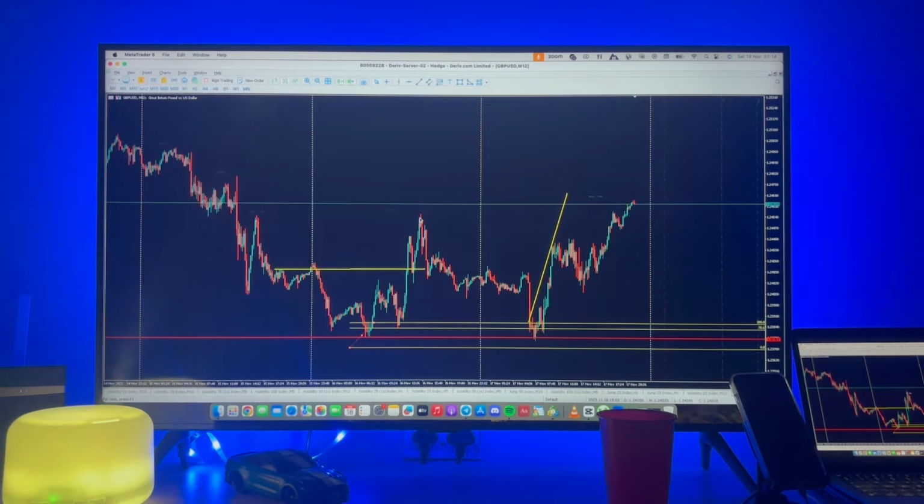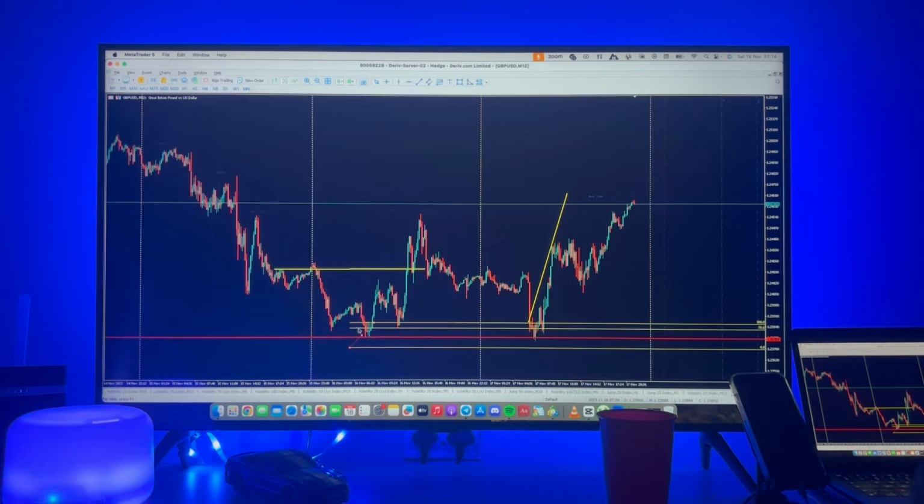Then you're going to wait for price to come down to the Tokyo low, around that Tokyo low, within that range, that zone.